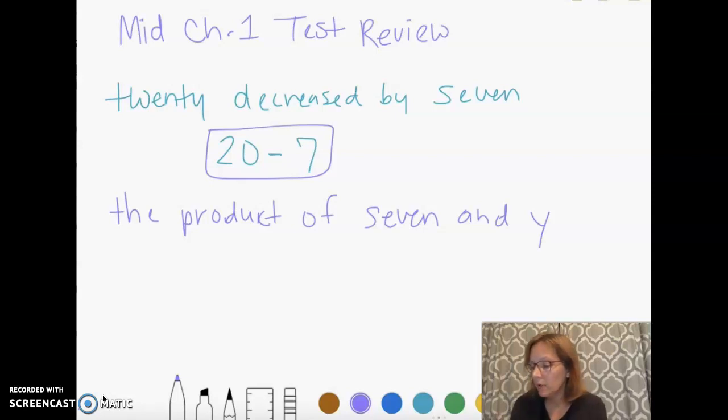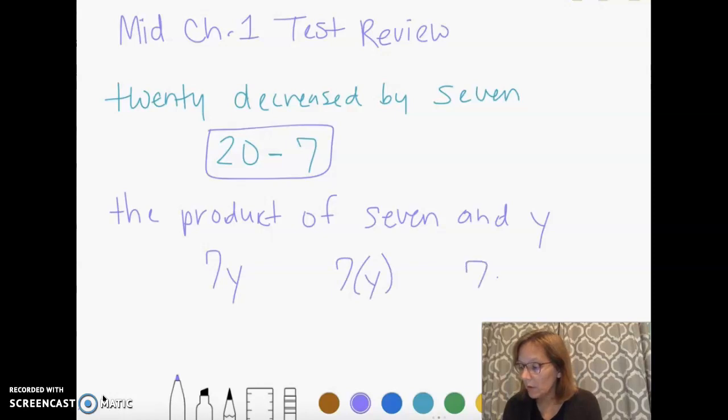Okay, the next example is the product of 7 and y. Well, I have to think, what does product mean? Product means multiply. So if it says the product of 7 and y, I can just write those two things right next to each other because when two things are written next to each other, it means multiply. If you want, you could also do parentheses, or you could also do the dot in between, which means multiply as well. Any of those are acceptable. Just do not use an X for multiply because that gets confusing with variables. All right.